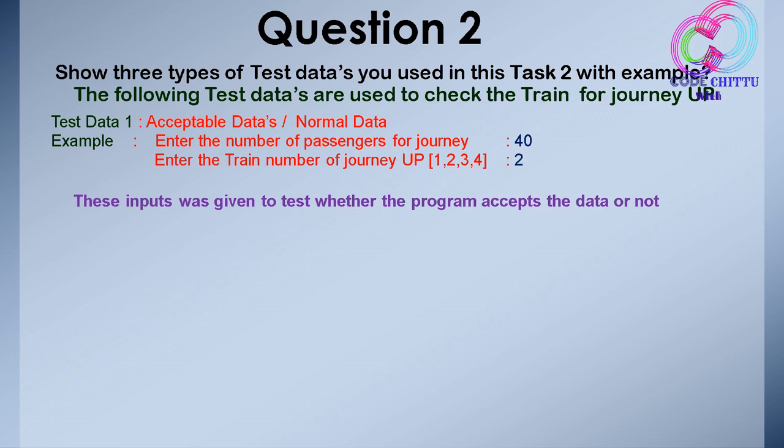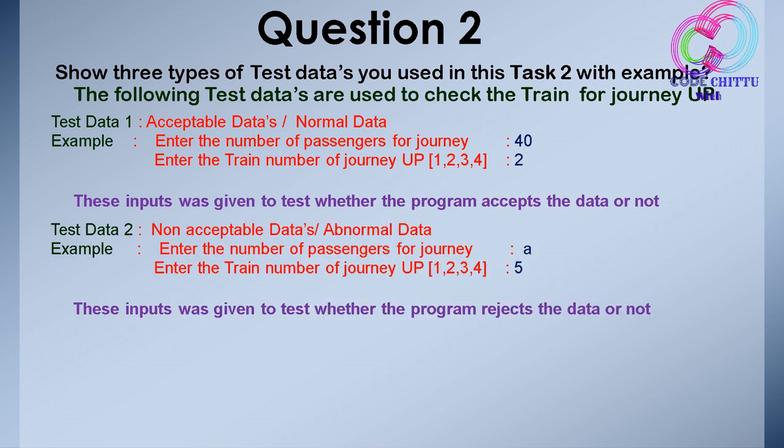So the next one is its opposite. Test data 2 is non-acceptable data or abnormal data. We can call it either, both are the same. Any one you can write. And here also, because we have to give only an integer, if you give a, automatically an error will be thrown. This is abnormal.